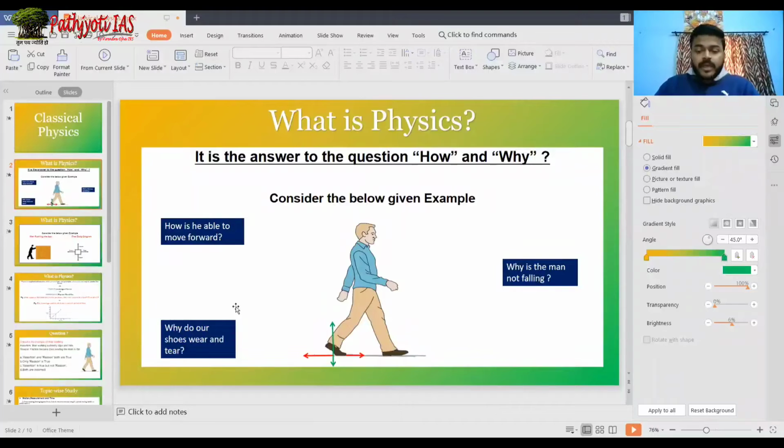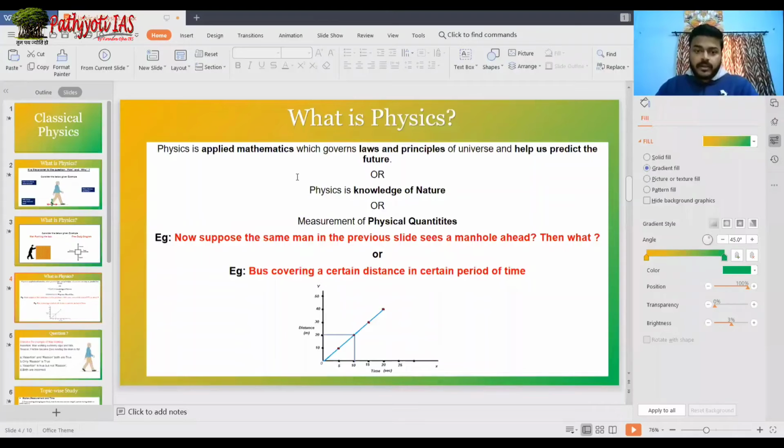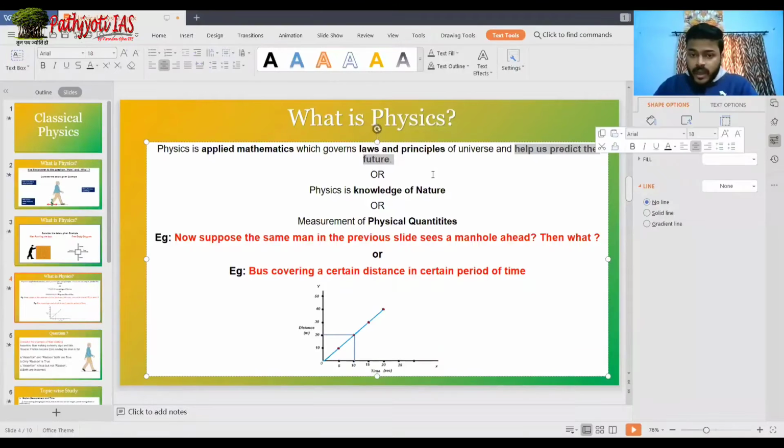So for example, the manhole is say 5 meters ahead and the man is walking at 2 kilometers per hour. Then how do we deduce whether the man will fall into the manhole or he might avoid the accident? For that purpose, we need mathematics. Physics is applied mathematics which governs the laws and principles of the universe and helps us predict the future. Keep a note of this, that it helps us predict the future. This is how the man's future would be decided through mathematics, whether he would be able to avoid the accident or he will fall into the manhole. That is what happens in the accidents.